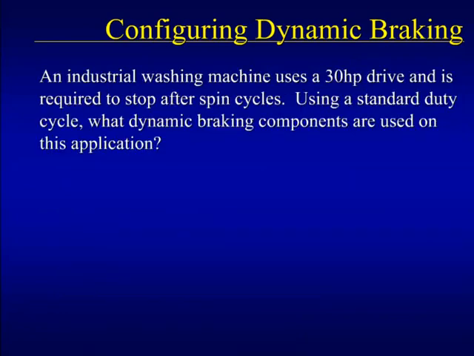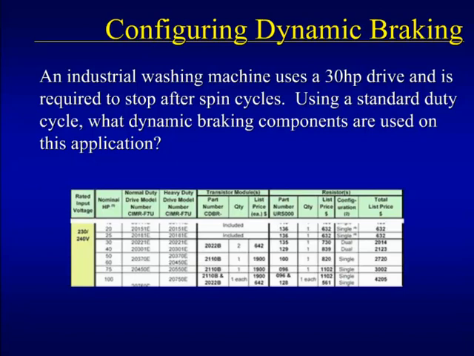Let's look at an example of selecting the dynamic braking components. An industrial washing machine uses a 30 horsepower drive and is required to stop after spin cycles. Using a standard duty cycle, what dynamic braking components are used on this application? Because the application uses a standard duty cycle, the components listed in the dynamic braking section of the price book are sufficient. This is a portion of the table listed in the price book.